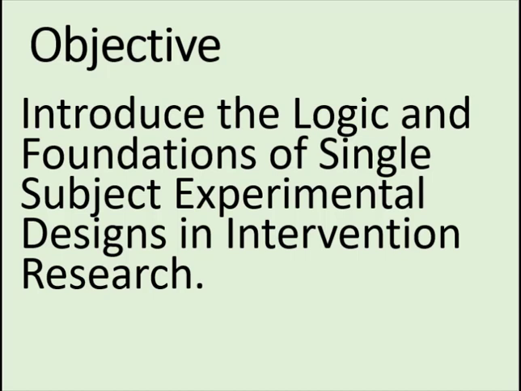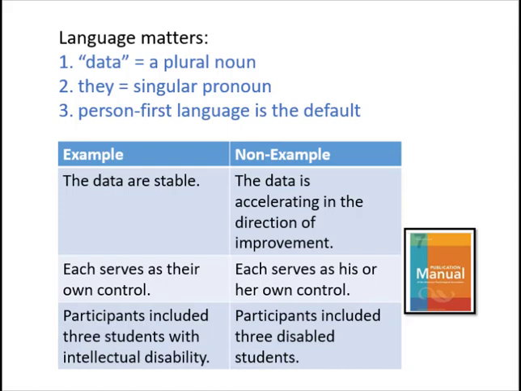In this module, the objective is to introduce the logic and foundations of single-subject experimental designs in intervention research. Throughout the course, in video lectures, I will try to use data as a plural noun. This sounds like the data are stable rather than the data is accelerating in the direction of improvement. I will use they as a singular and plural pronoun. For example, I might say each serves as their own control.